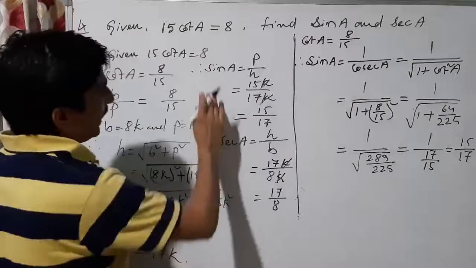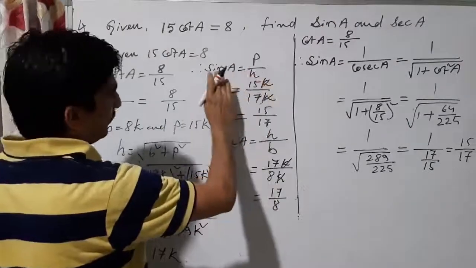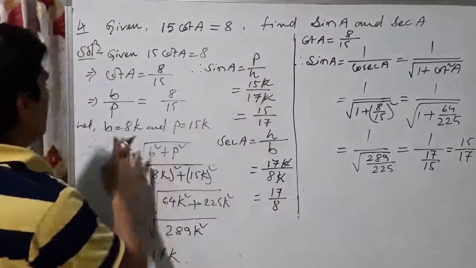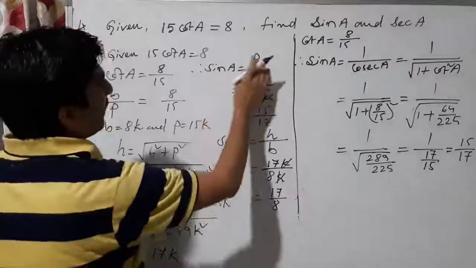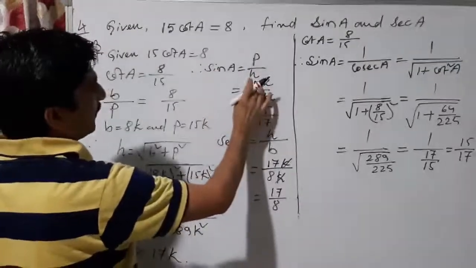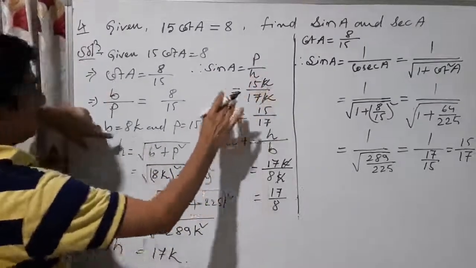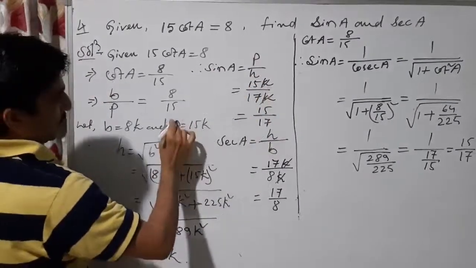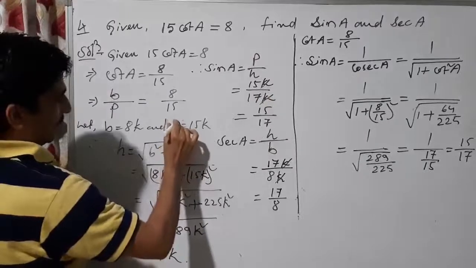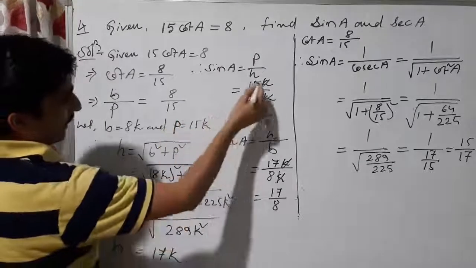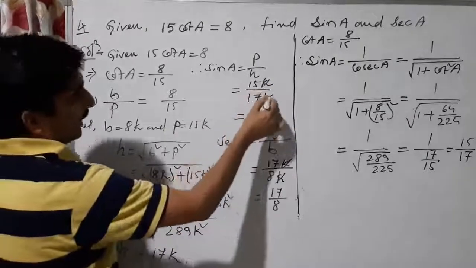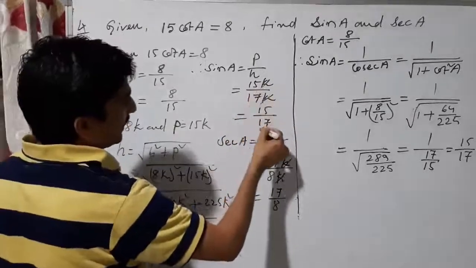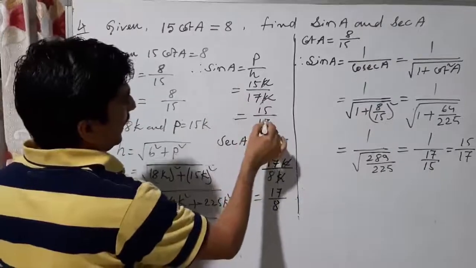Now, what is asked? Sin A. Sin A equal to perpendicular by hypotenuse. Now we have base, perpendicular and hypotenuse. So sin A is perpendicular by hypotenuse. The perpendicular value you put is 15K, and the hypotenuse is 17K. So K and K cancel. So sin A equal to 15 by 17.